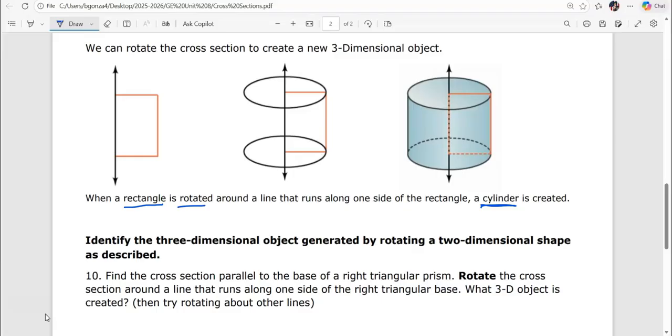What if you took a right triangle and rotated it across the axis? What do you think it's going to do? Look!